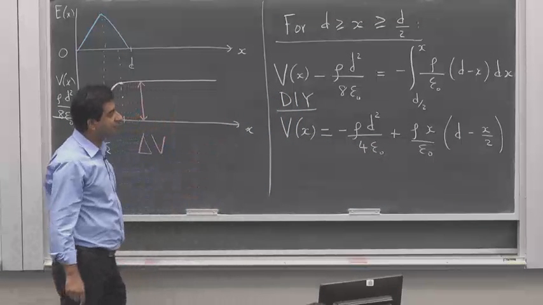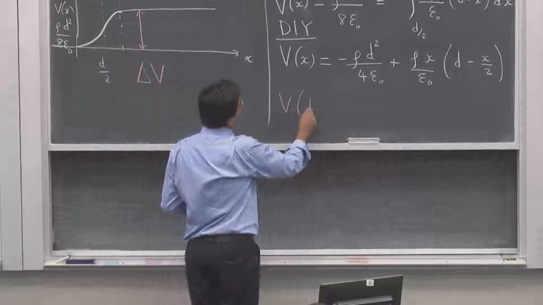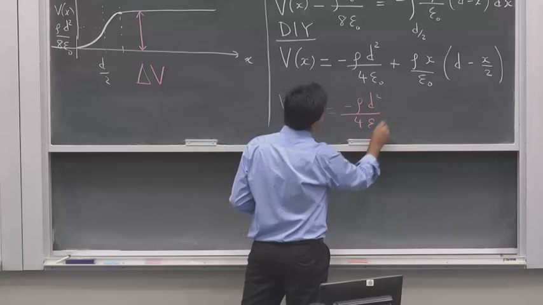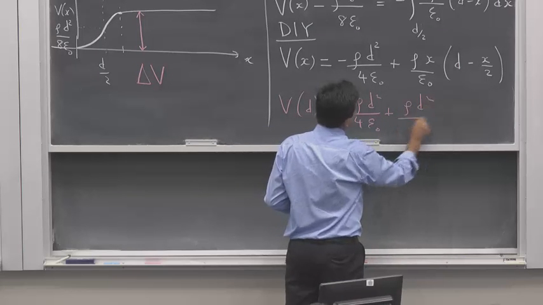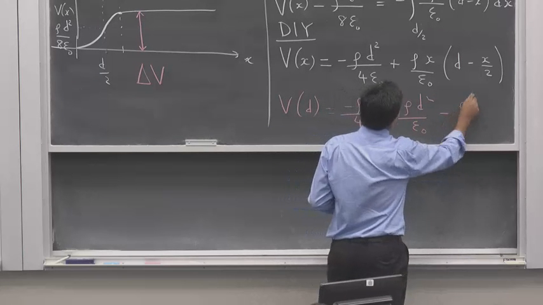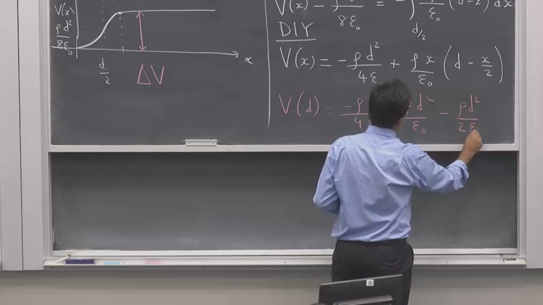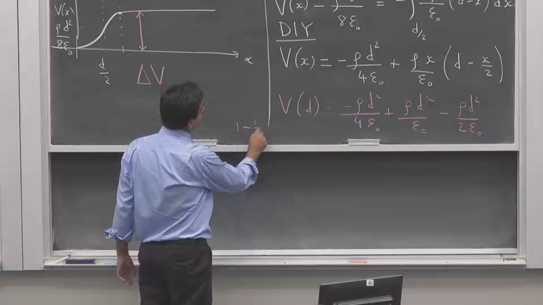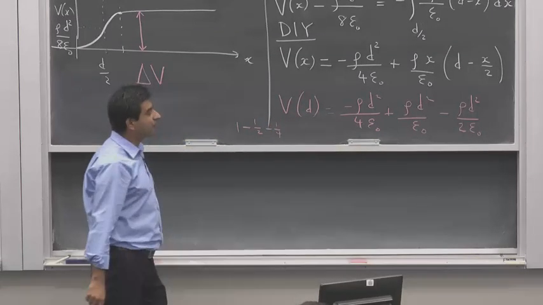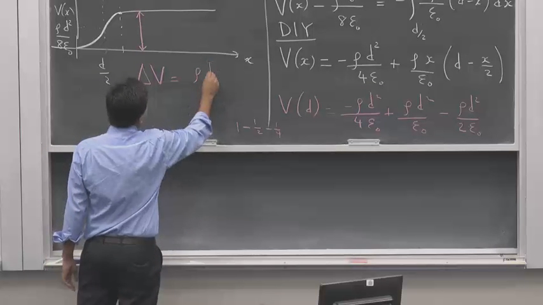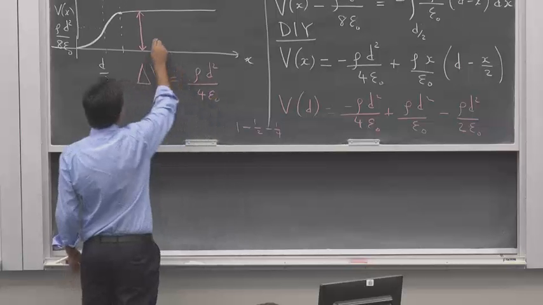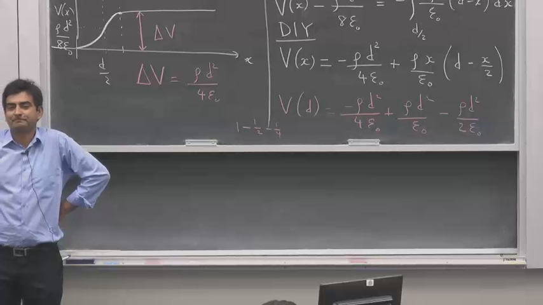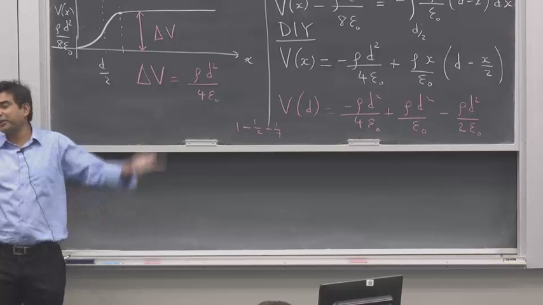If I put x equals d, I would obtain V at d equals minus rho d square over 4 epsilon naught plus rho d square over epsilon naught minus rho d square over 2 epsilon naught. So what I have is 1 minus half minus 1 by 4, so I have 1 by 4. So this is rho d square over 4 epsilon naught. This is my potential difference across the junction.